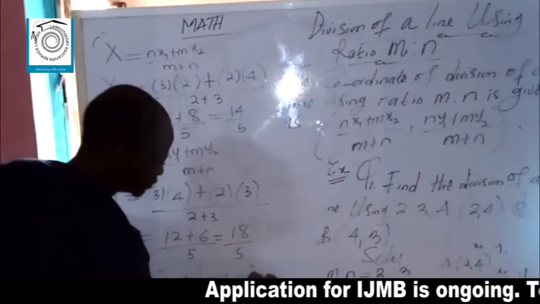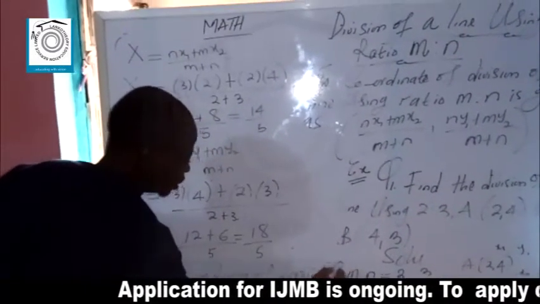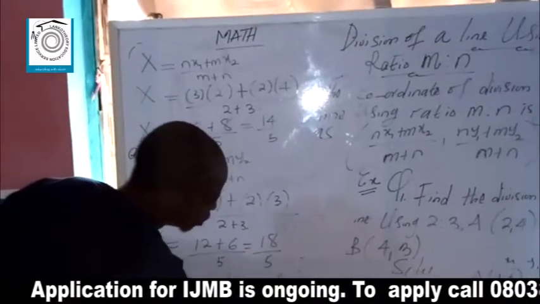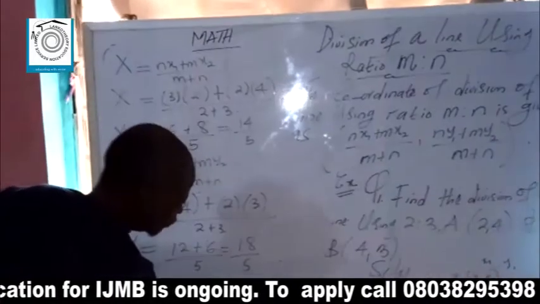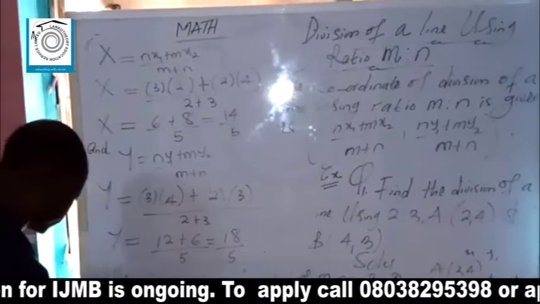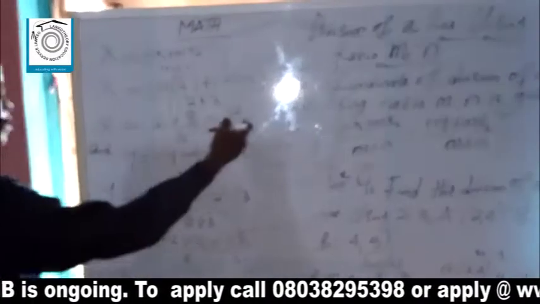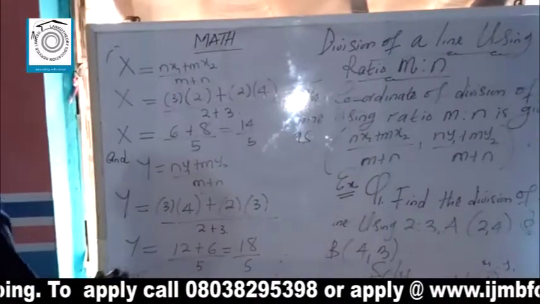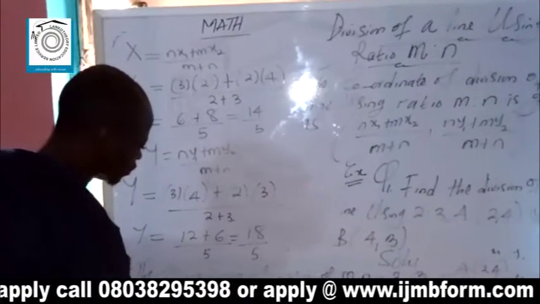of division of a line, the coordinate of division of a line, is: the first coordinate of x is 14.5, comma, the coordinate of y is 18.5. So this is the coordinate of division of a line.